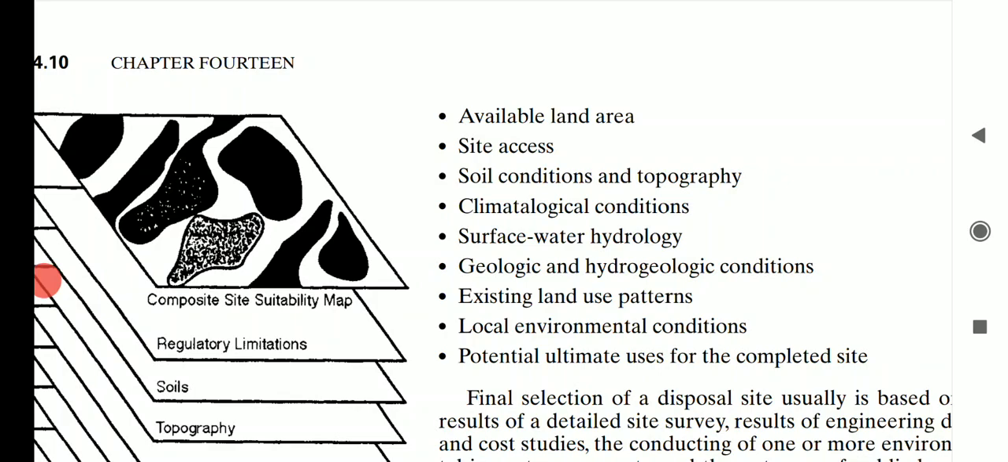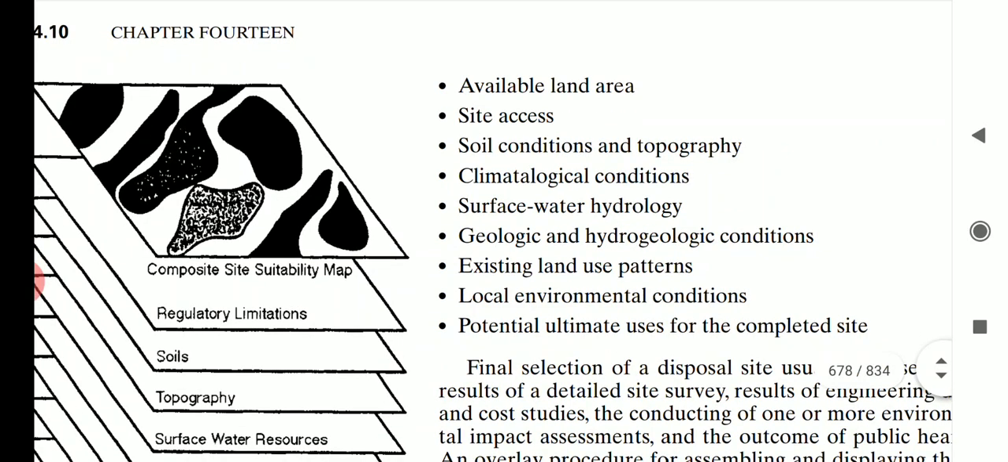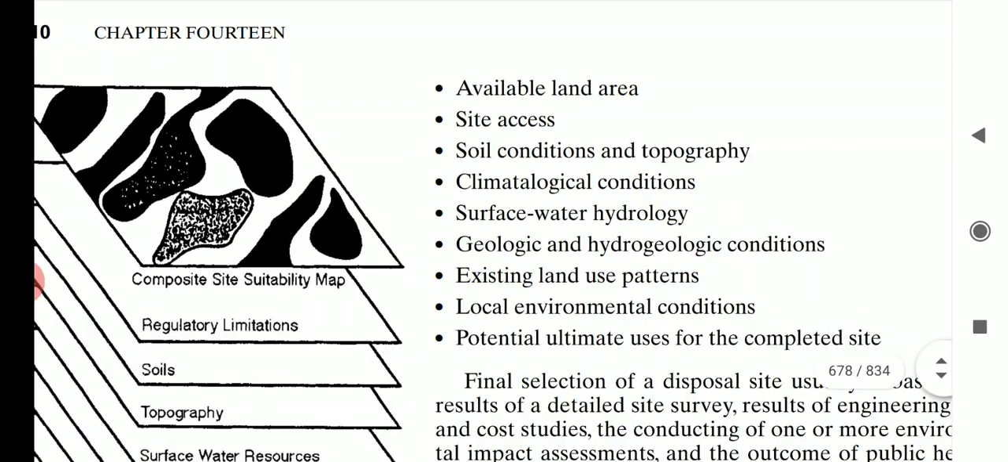Soil conditions and topography. You should consider the soil condition like permeability. If the soil is too permeable, then what happens? The leachate will percolate easily and soil pollution will occur. So the permeability of the soil should be tested. And topography is the terrain condition. A rocky strata will be good, but it is difficult to construct landfills in that type of location. So topography should be considered.